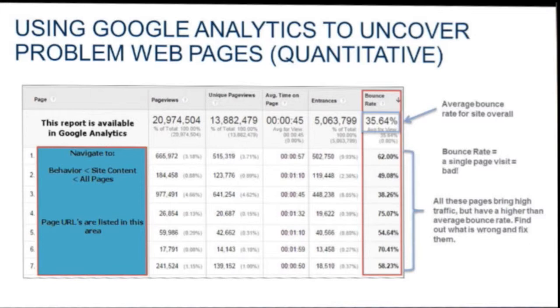That's called a bounce. So high bounce rates are bad, low bounce rates are good. So when you're testing and trying to improve pages, bounce rate is a good metric to measure to see if you're making improvements. So the reason I love this report so much is that it helps you identify pages that are getting a lot of traffic, but also have a high bounce rate.